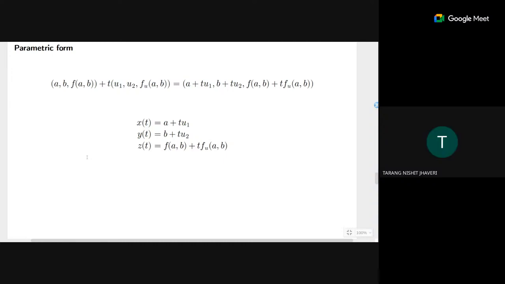Sir, if you visualize it, it will be clearer. All right, that is true. Sir, this parametric form, when are we using it?